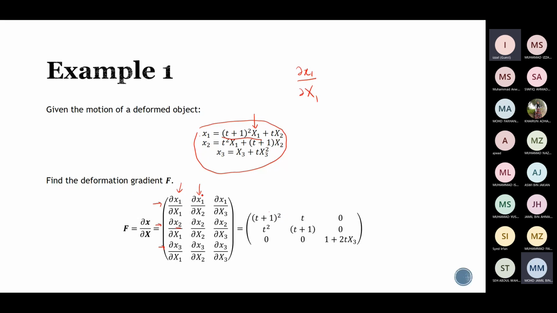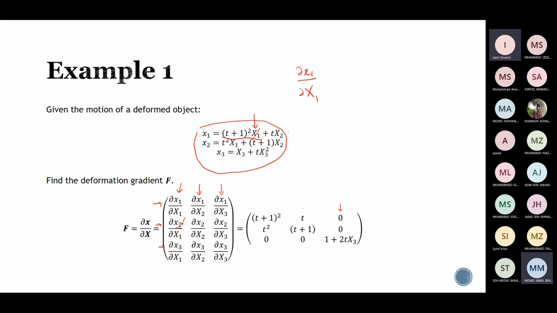Now we repeat the process but differentiate with respect to big X2. So big X2, then this portion here becomes 0. Then you only look at the second part of the equation. So differentiate this, you get t. And then the third one is del small x1 over del x3. So in the first equation, there is no x3. So the answer is 0.